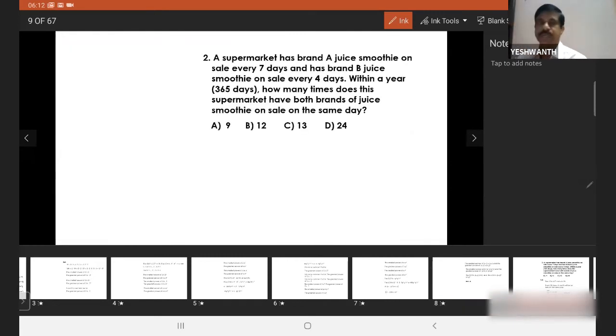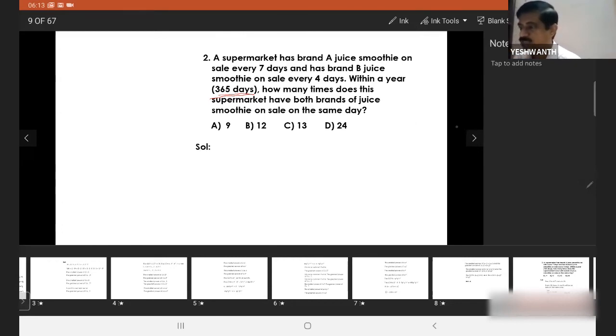Look at this question, children. A supermarket has brand A juice smoothie on sale every 7 days and brand B juice smoothie on sale every 4 days. Within a year of 365 days, he is trying to mention that this is a non-leap year. How many times does the supermarket have both brands of juice smoothie on sale on the same day?